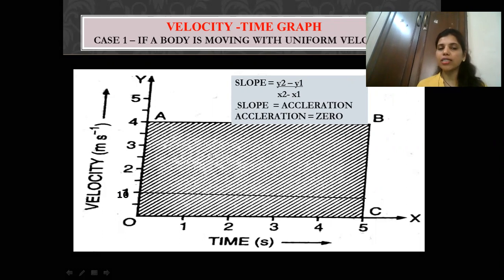I hope till here it's clear how you convert the displacement time graph where the body is moving with the uniform velocity. So you get a straight line, and from that you find the slope. And then when you want to convert it into a velocity time graph, as the velocity is constant, you are going to draw the straight line which will be parallel to the x-axis. Children, till here I hope it's clear.